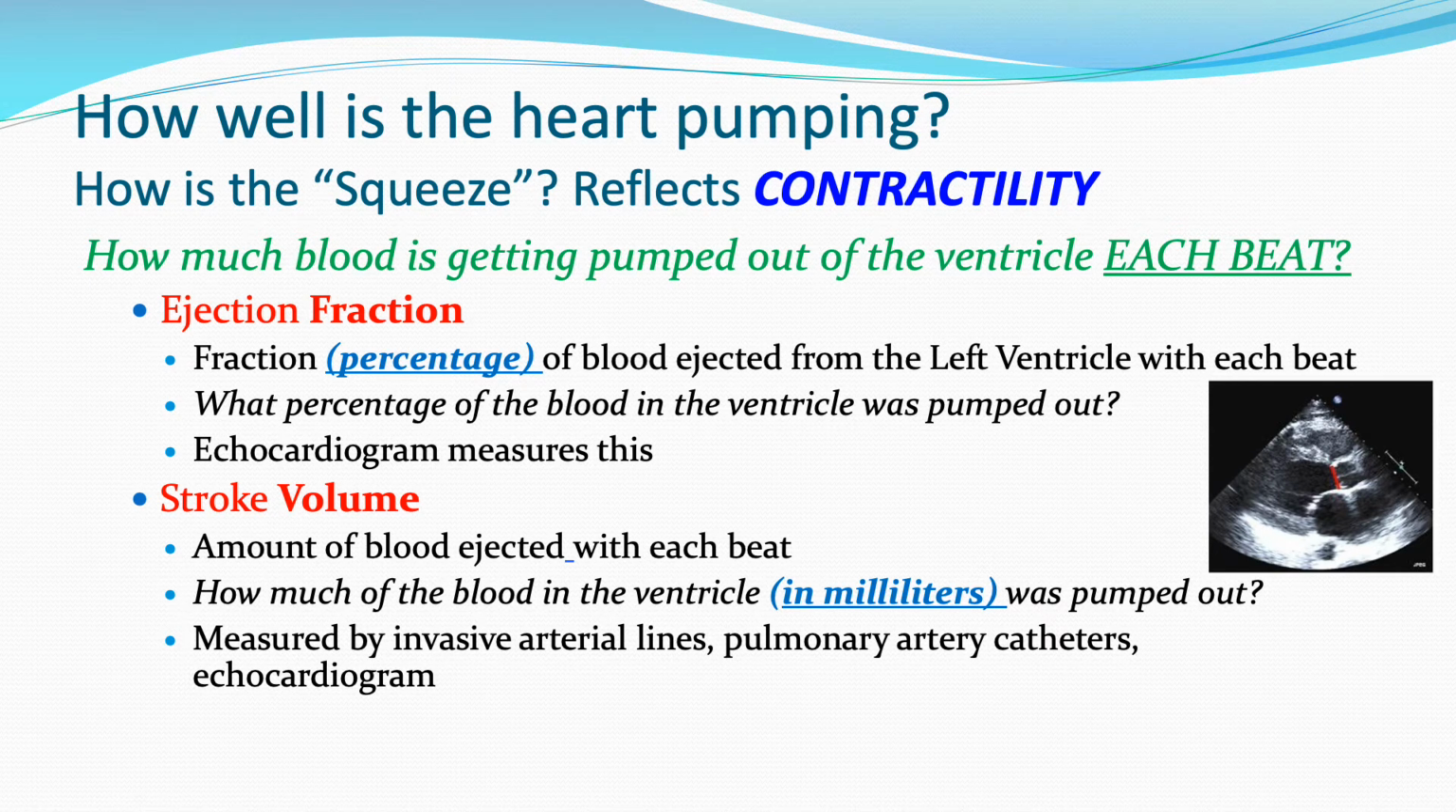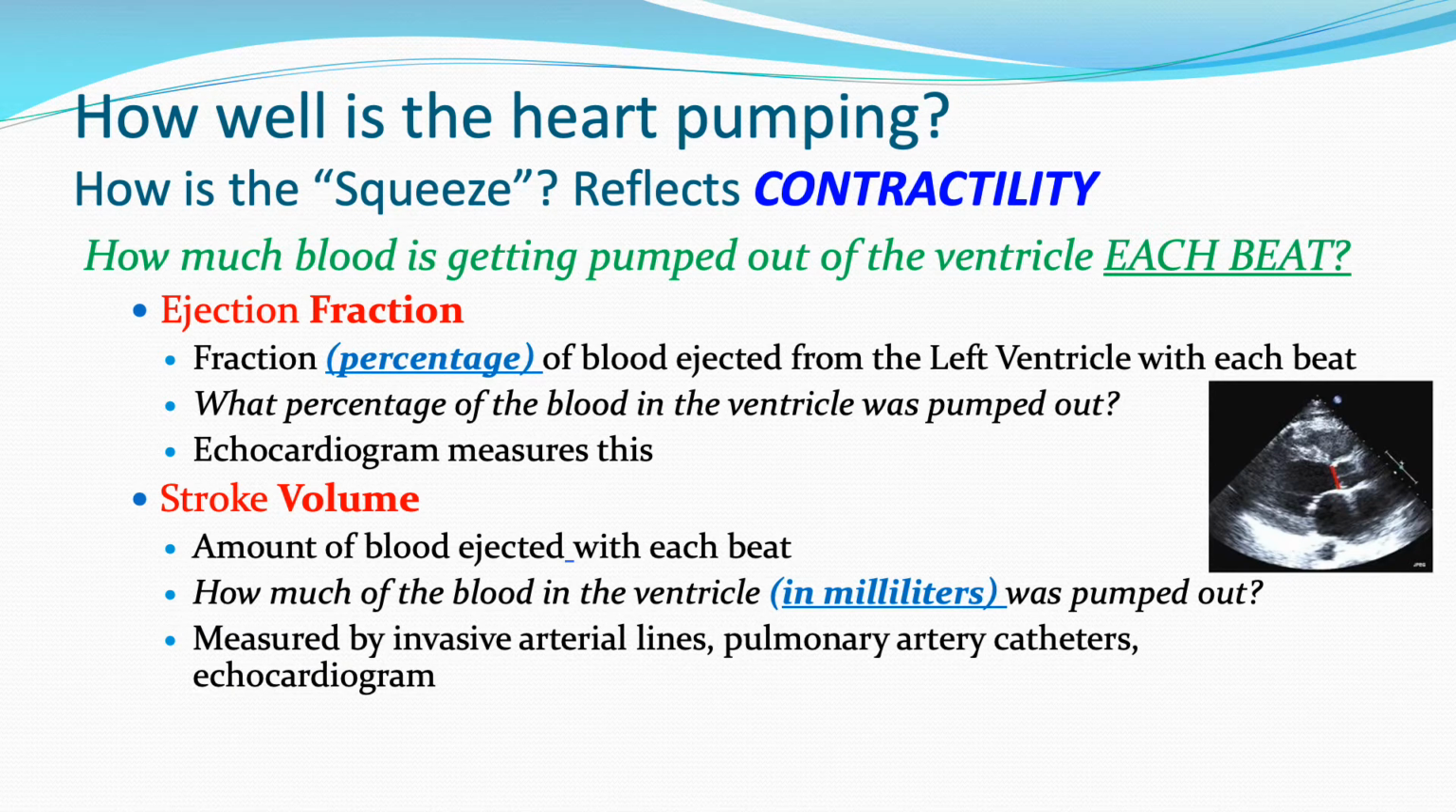So how do we do this? How do we measure it and what do we call it? Well, one way to measure how strong the heart is called an ejection fraction. And that name is kind of self-explanatory. It's the fraction of blood that was in the left ventricle that was ejected during systole or during contraction.